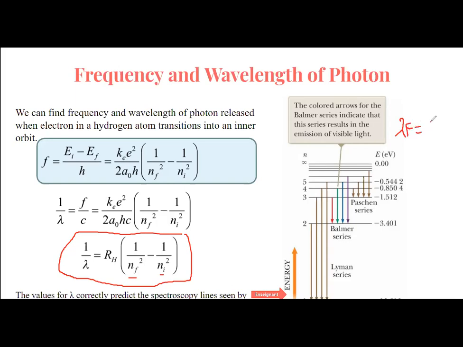Lambda f is equal to c. If we had to get one equation tattooed from this course, it would probably be this one.